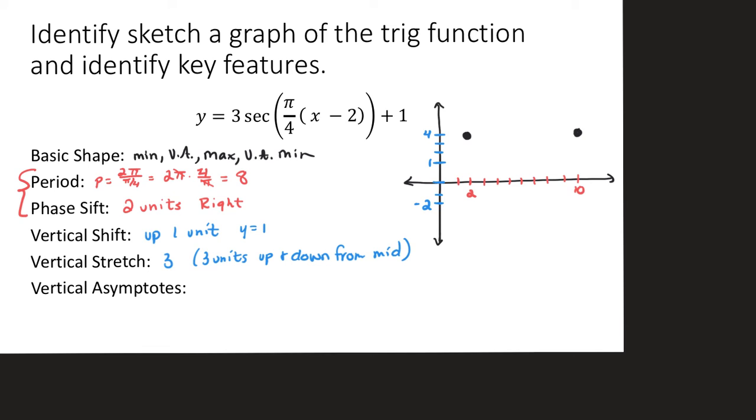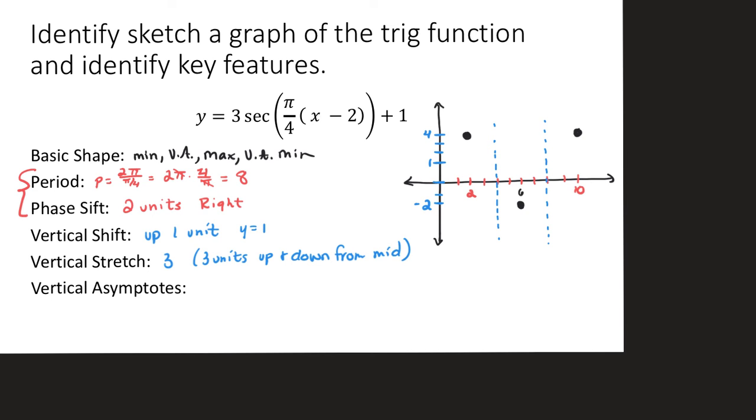And then right in the middle, I'm going to be on my max value, which is down here at the bottom at -2. The value between 2 and 10, the average there, is going to be 6, so that's going to be 6 and -2. Then between my max and min values, I have my vertical asymptotes. So between 2 and 6, I'll have a vertical asymptote at 4. And I'll also have a vertical asymptote between the 6 and the 10 value at 8.